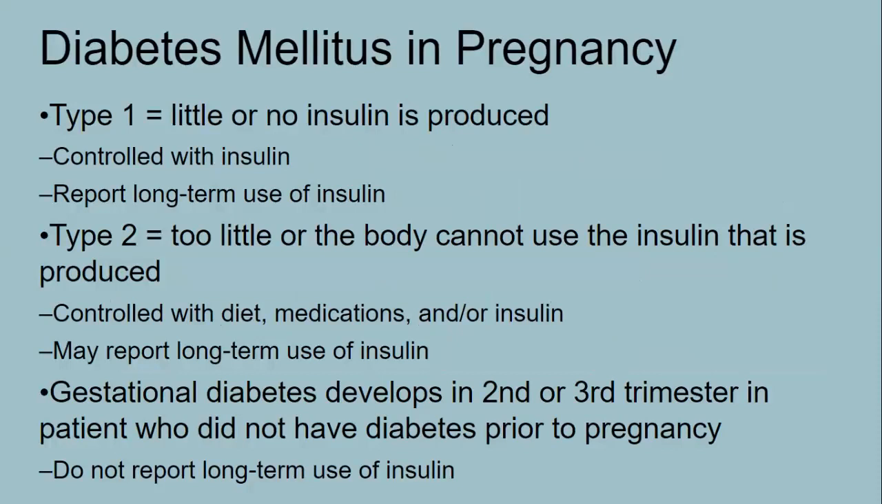Diabetes mellitus in pregnancy. Type 1 equals little or no insulin is produced, controlled with insulin, report long-term use of insulin, which is a Z code, guys. Type 2 equals too little insulin or the body cannot use the insulin that is being produced. It can be controlled with diet, medications, and or insulin, and you may need to report long-term use of insulin if that's what's happening. Gestational diabetes develops in the 2nd or 3rd trimester in a patient who did not have diabetes prior to pregnancy. Do not report long-term use of insulin because it's gestational.